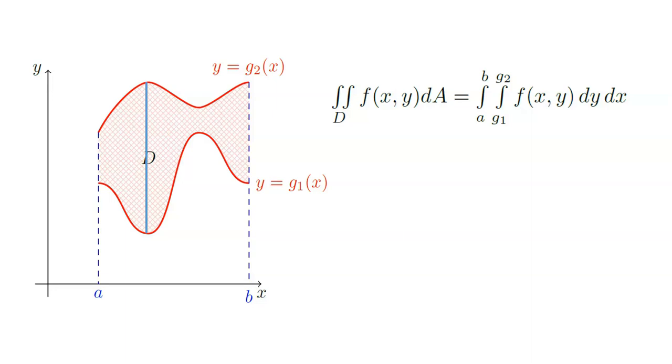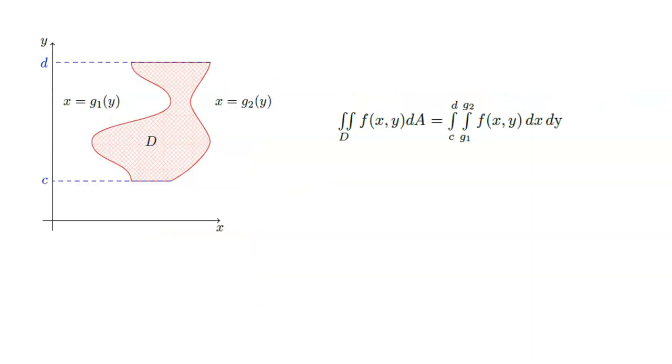The other possibility is that the region is on the side, something like this. Same idea, except now I want to chop it up horizontally, which means my inner integral is going to be with respect to x, so x will go from g1 to g2, where y will go from c to d.